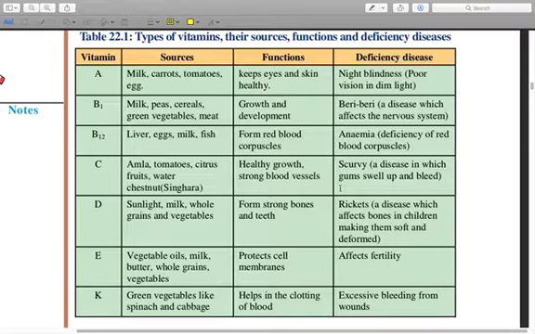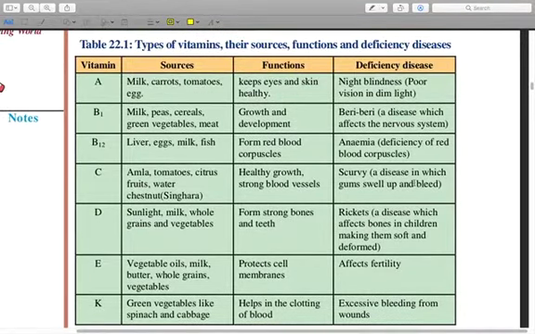You have blood vessels in our body, right? And deficiency. What will happen if there is a deficiency of vitamin C? So scurvy is a disease in which gums swell up and bleed. Gums is basically in our mouth. We have teeth, right? Gums. So they swell up and bleeding. Blood comes. So that is the disease, scurvy, if there is a deficiency of vitamin C.